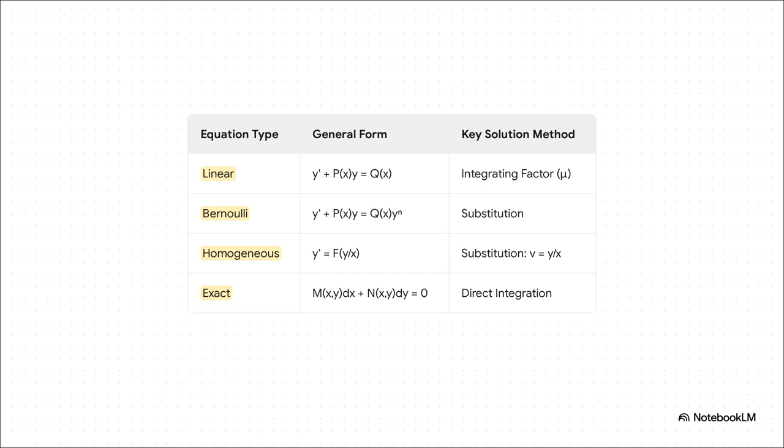This is where all that diagnostic work really pays off. You look at the structure of the equation you have, and you match it to a tool on this chart. So if you spot a linear equation that fits that top form, without a doubt, your go-to tool is the integrating factor. If it looks like a Bernoulli equation, your tool is a clever substitution. See? The diagnosis points you straight to the method.